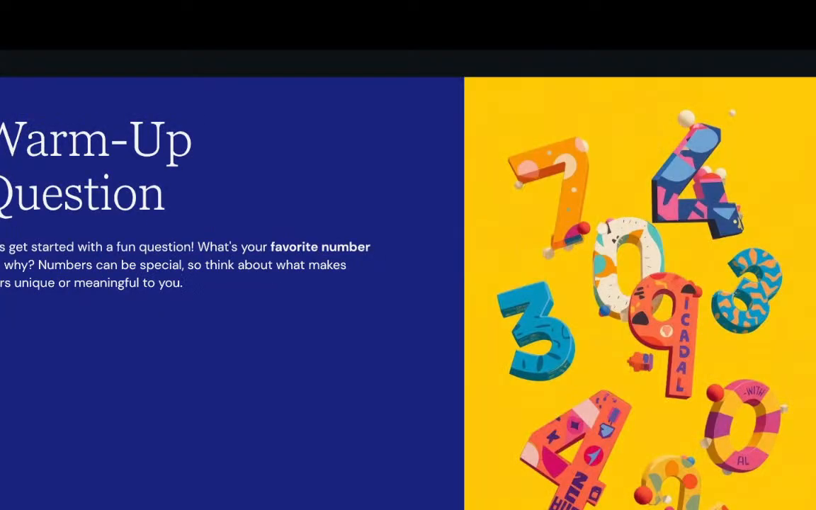So, before we begin, let's have a warm-up question. I want you guys to think, what is your favorite number and why? Numbers can be special, so think about what makes yours unique or meaningful to you. Okay? Let's move on.